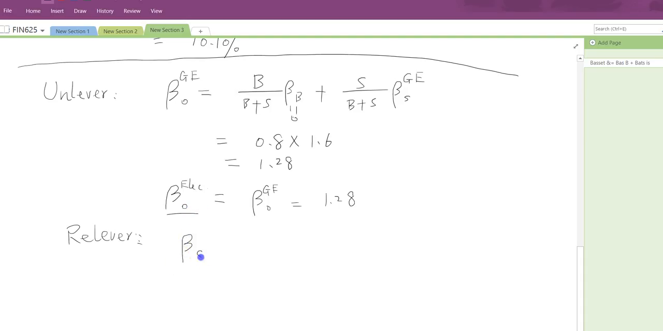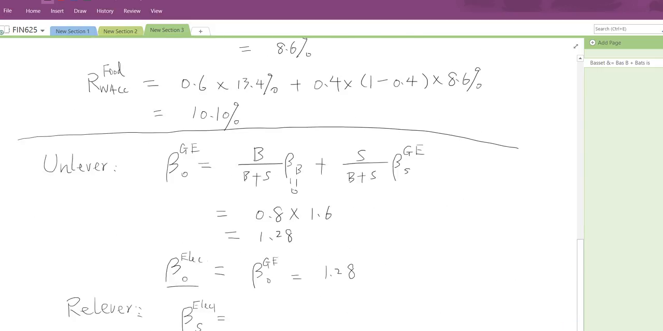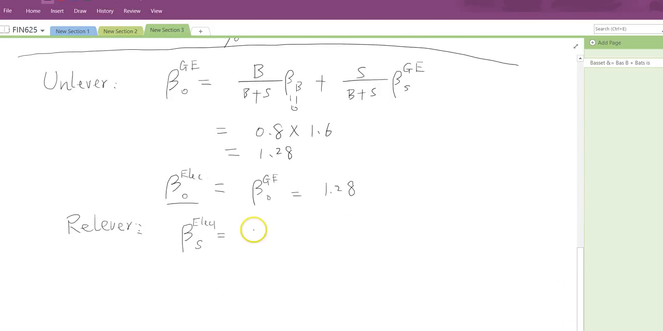So I just basically copy what I derived above. It's right here, beta 0 minus this and over that. I just copy that. So it's going to be beta 0 electronics minus B over B plus S times beta B, and this will be over S over B plus S.